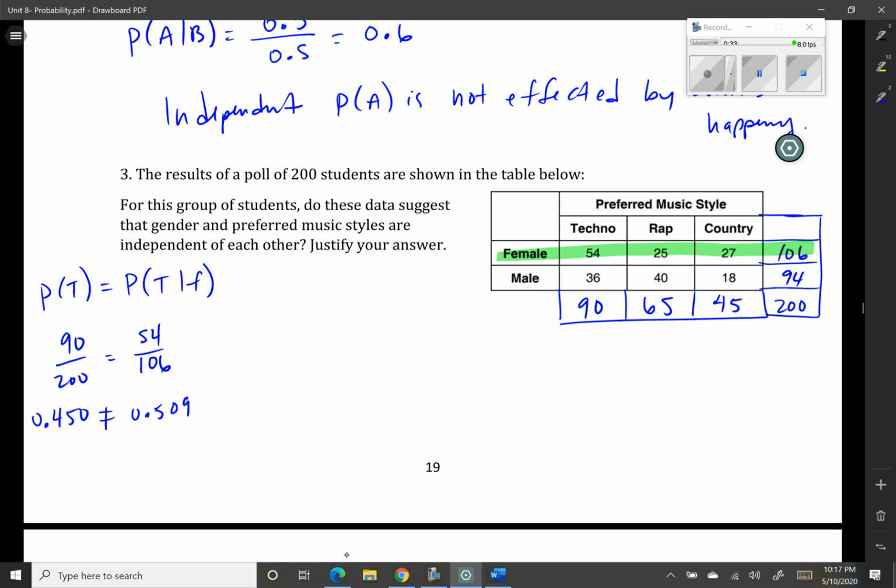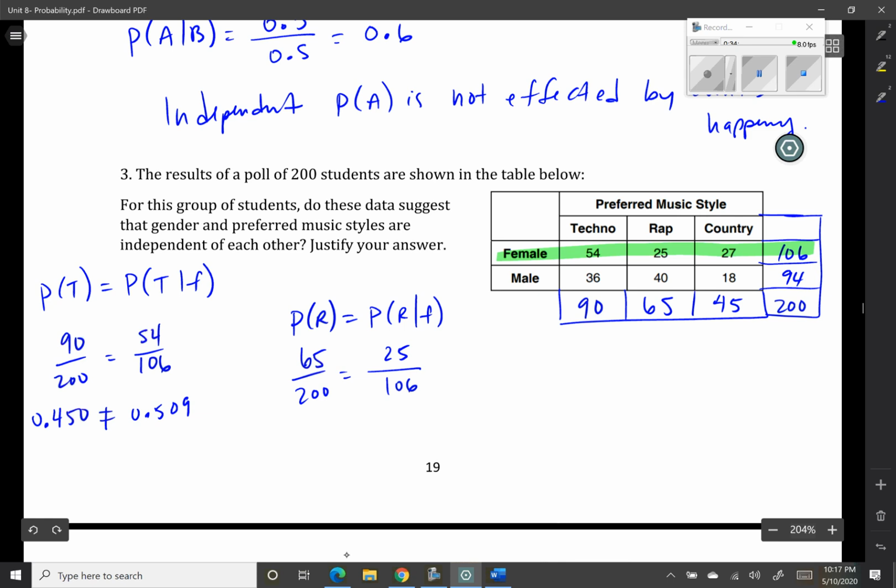Well, that might not be the style of music that you chose. You might have chosen rap. And whether or not you were female. Well, the probability of rap: there are 65 rap people out of the 200 in the survey, and out of the 106 females, there are 25 that like rap music. So we could say this is 0.325, not the same as 0.236. So again, the fact that you like rap music is affected by your gender. So these are not independent. So each time we're getting the same answer: not independent, not independent.